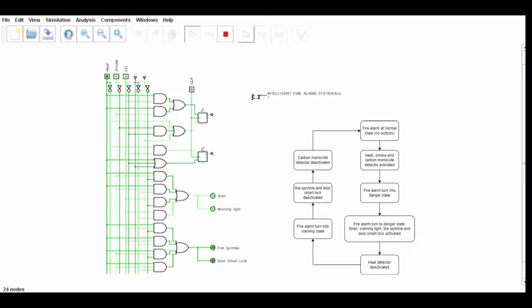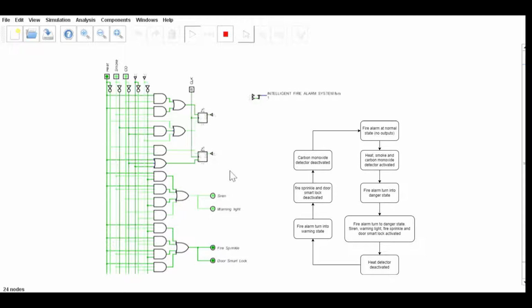Then the fire alarm will turn into the warning state. This is because breathing air with a high concentration of carbon monoxide will reduce the amount of oxygen transported into the bloodstream. Therefore, siren and warning light are still activated to warn people, but the fire sprinkler and door smart lock will be deactivated in this state.